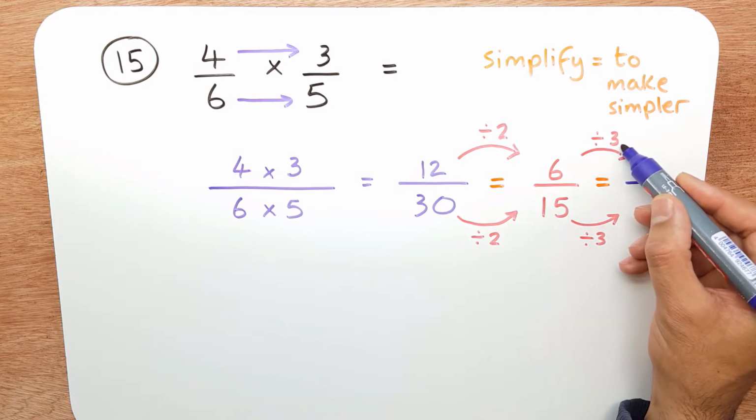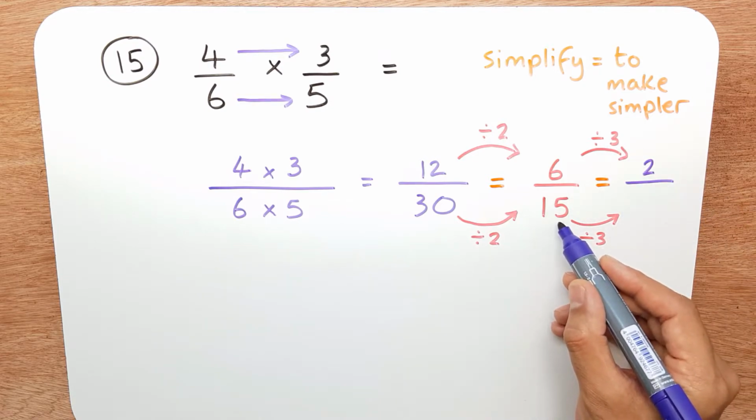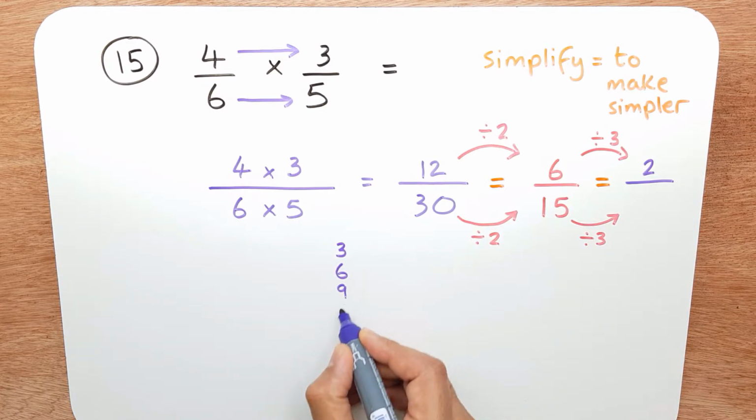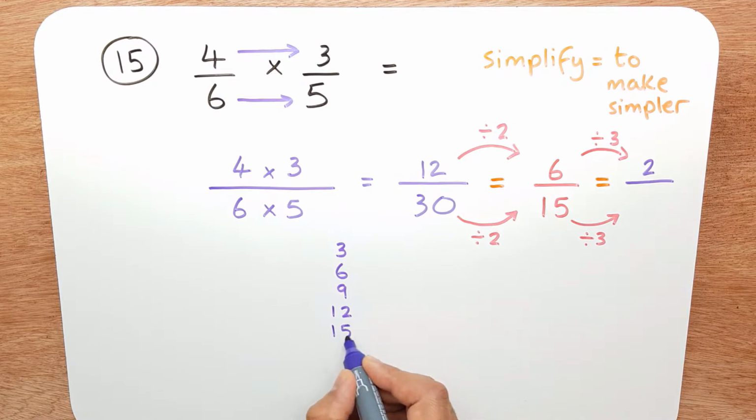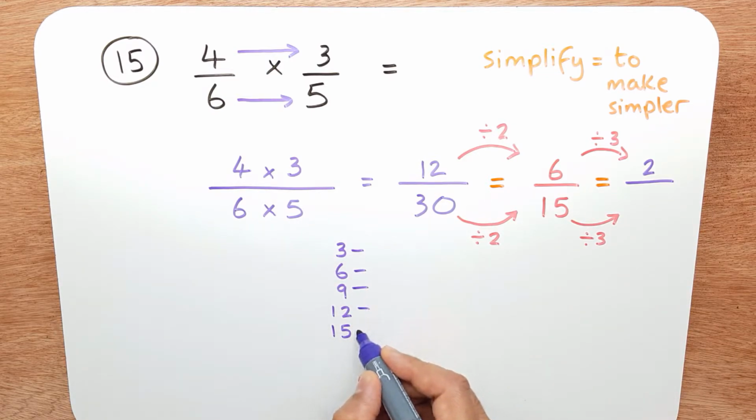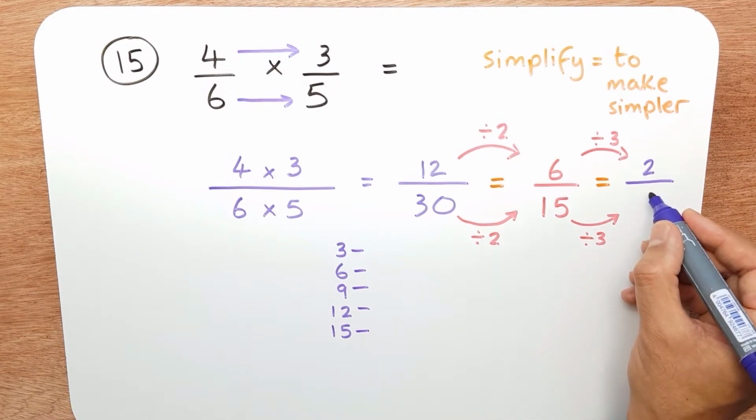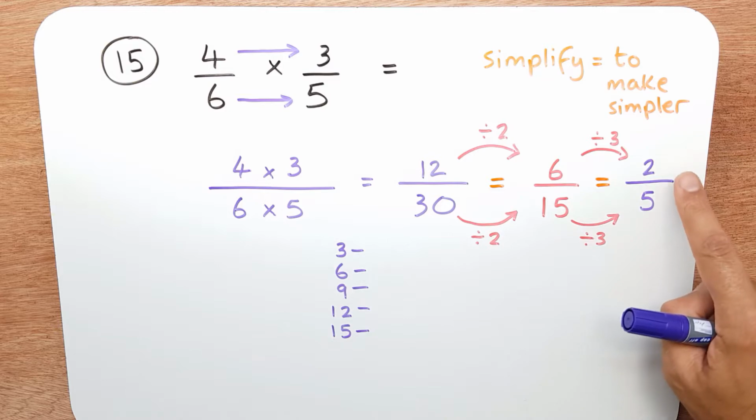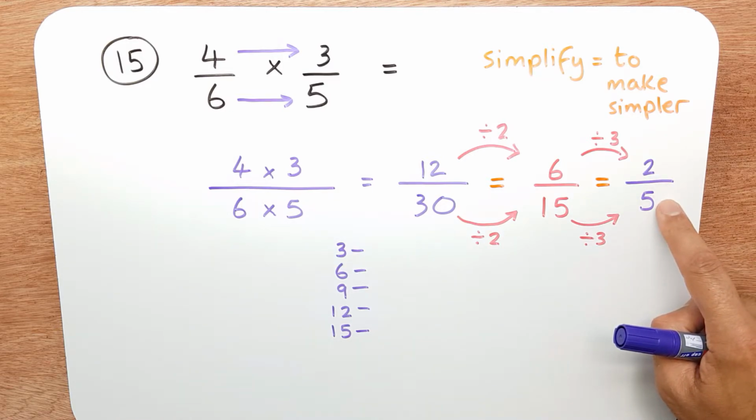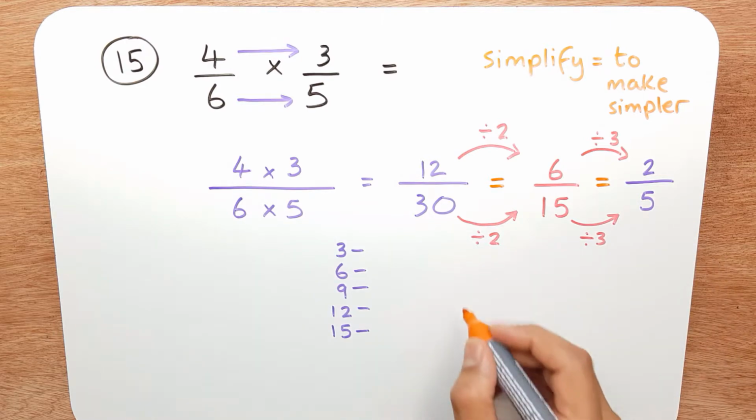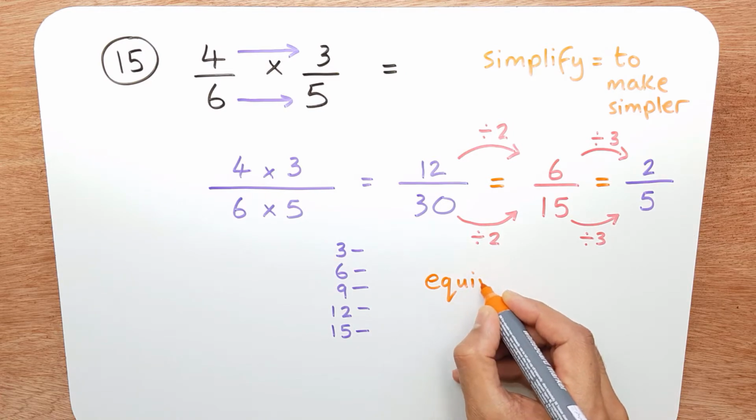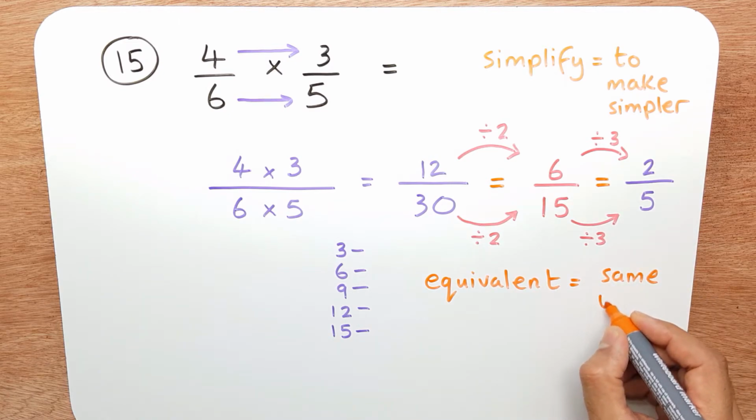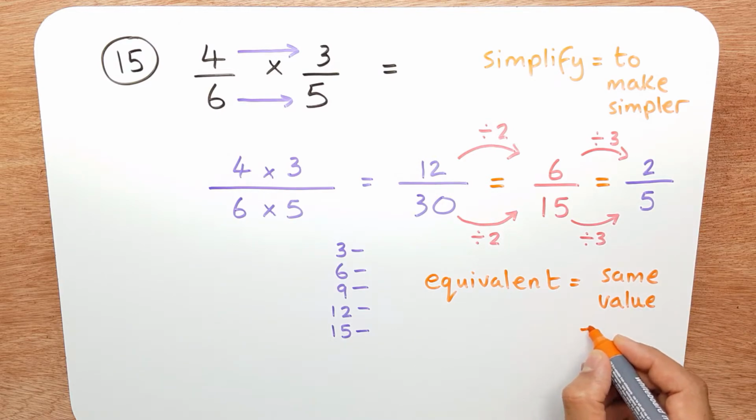6 divided by 3 is 2, and 15 divided by 3. So if I do my 3 times table quickly, 3, 6, 9, 12, 15. I can stop there. So that's 1, 2, 3, 4, 5. So 15 divided by 3 is 5. So what I can say is 12/30 is equivalent to 2/5. And let me write that word equivalent. All it means is the same value. Or equal value.